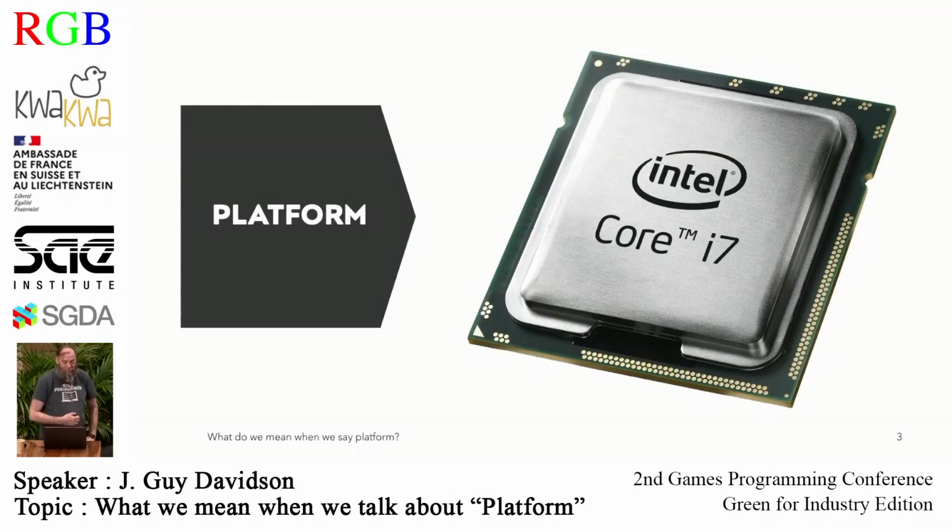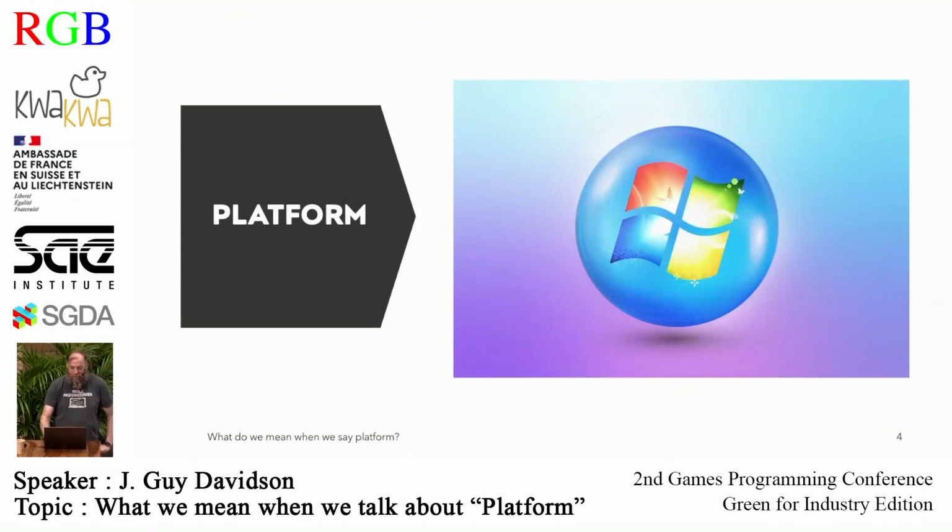Right, platform. Here's a platform. What's that? Come on. It is a CPU. It is an Intel CPU, the Intel Core i7, as you can tell from the logo on the top. What's this? An operating system, particularly Windows. It's a platform, isn't it? It's a platform on which you do things.